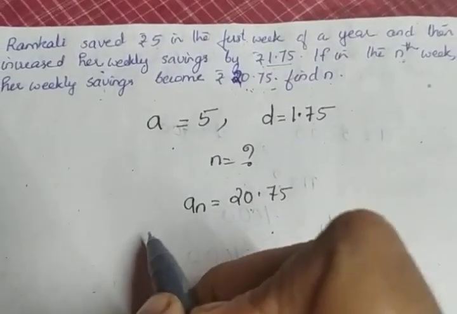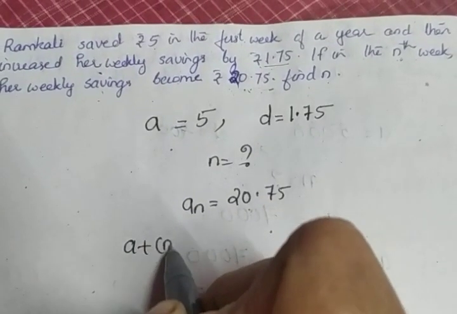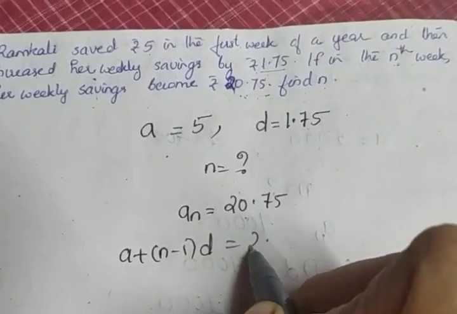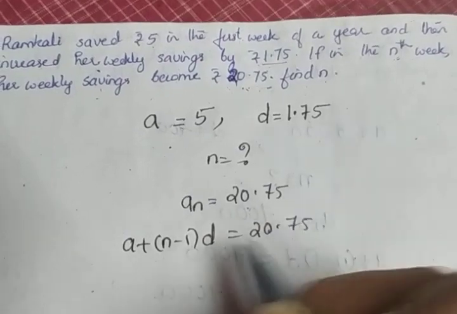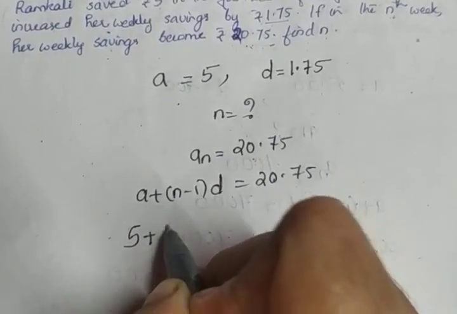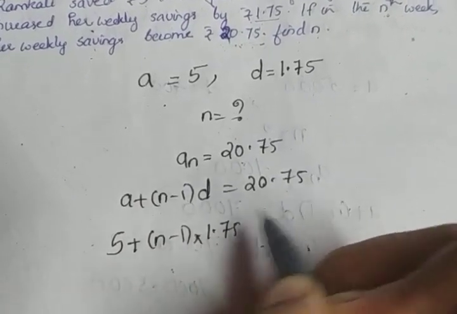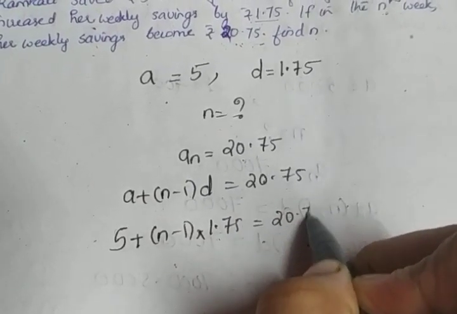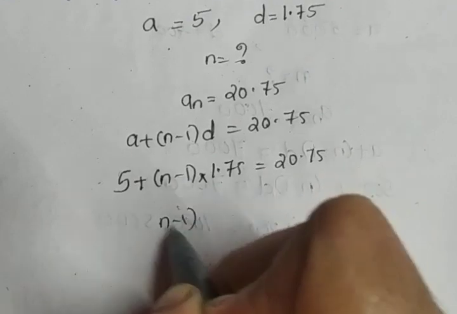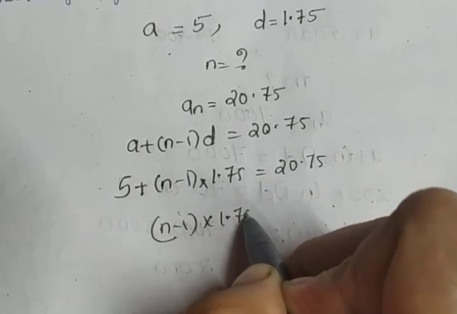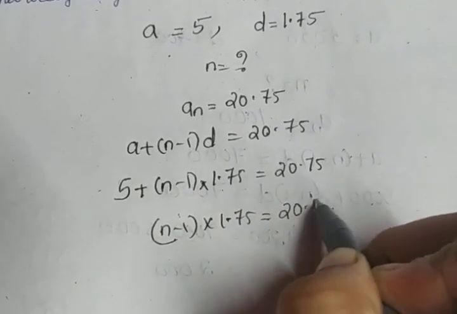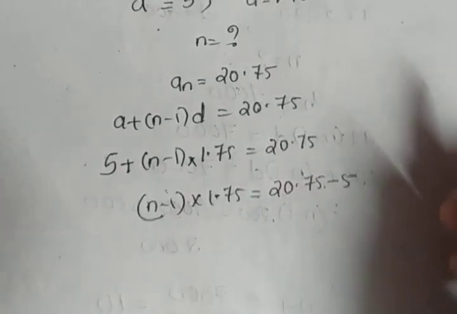Apply the formula. What is an? a plus n minus 1 into d is equal to 20.75. Apply the values: 5 plus n minus 1 into d, which is 1.75, is equal to 20.75. Therefore, n minus 1 into 1.75 is equal to 20.75 minus 5.